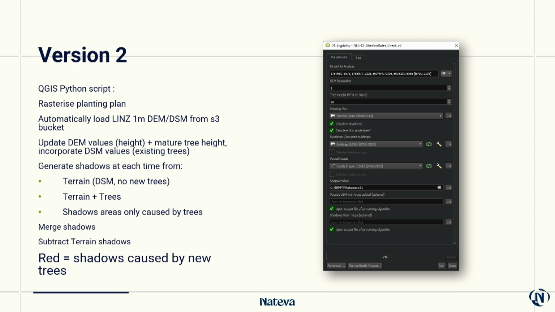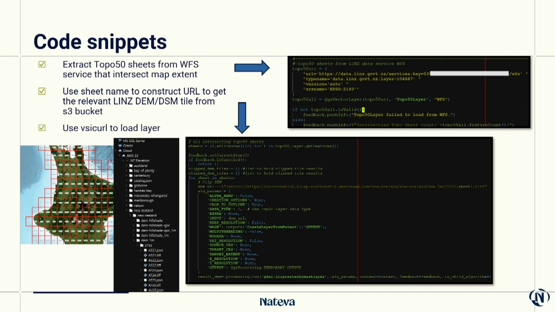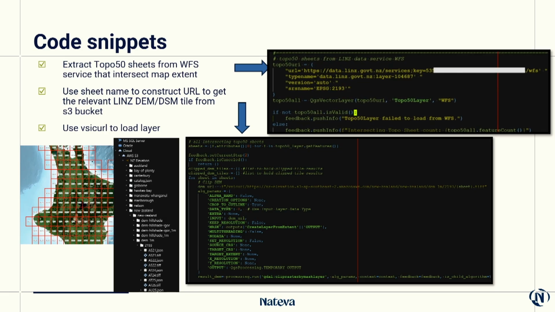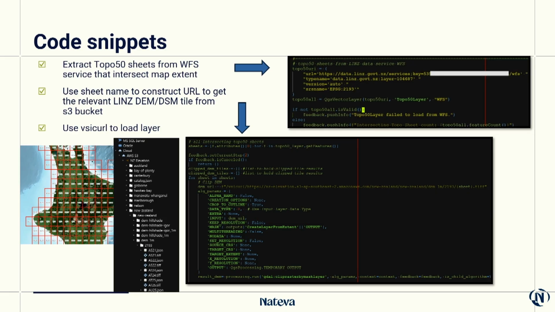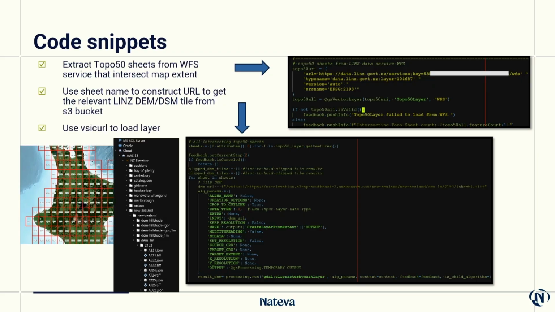But version 2 updated that to basically do the same thing, but instead of having to pre-download a digital terrain model, actually grab it from the LINZ S3 bucket. So yeah, first of all, intersect where we're doing our area of interest with the Topo 50 sheets, because the LINZ tiles how the DEM and DSM data is stored. So intersect that and then generate a URL from that sheet number to load in those relevant sheets to the process.